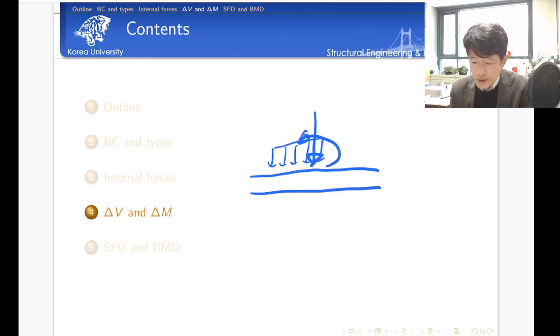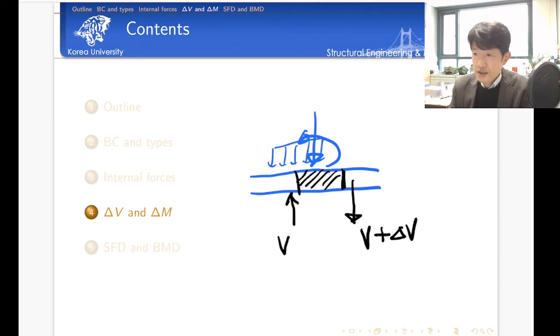And then we want to consider a small beam segment here. If you look at this beam segment, there must be the internal shear force V here. And then also on the right hand side, there must be a change of internal shear force, isn't it right? By what? By delta V, okay? Some change. We need to calculate this change.